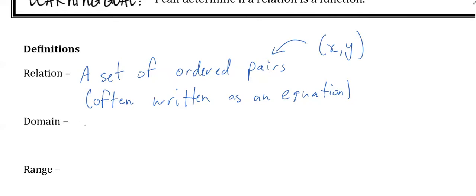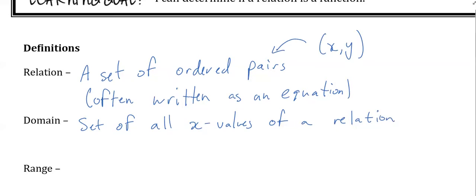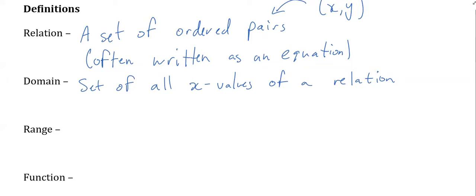The domain is the set of all x values of a relation, and the range is the set of all y values, all possible y values of a relation.